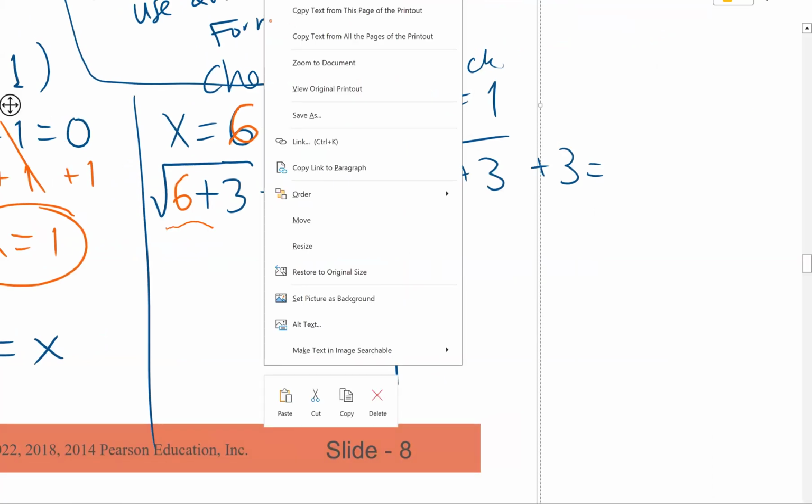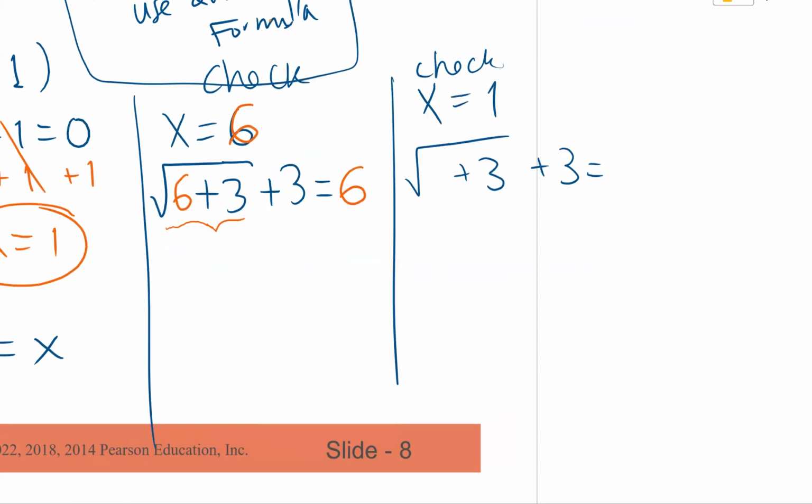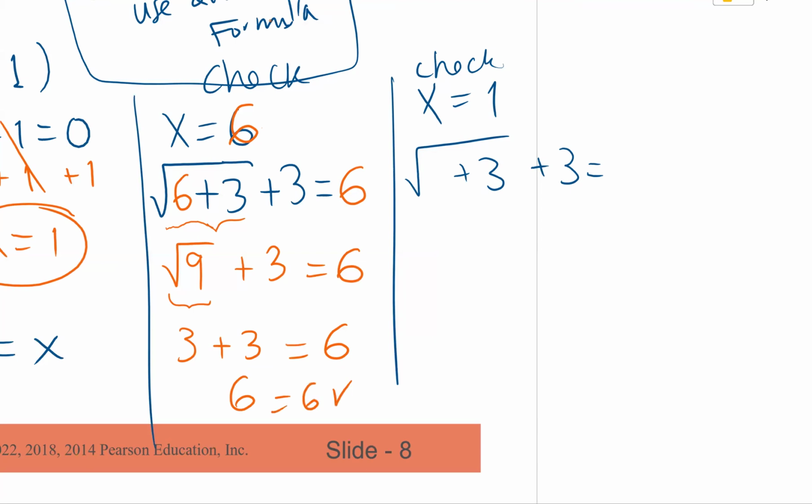Simplify this. I can't take the square root of those until I add them together. 6 plus 3 is 9. I'll think about the square root of that, and then it's plus 3 equals 6. The square root of 9 is 3, and 3 plus 3 does equal 6. Okay, it checks out, so I'm going to keep this solution. I don't have to throw it away.